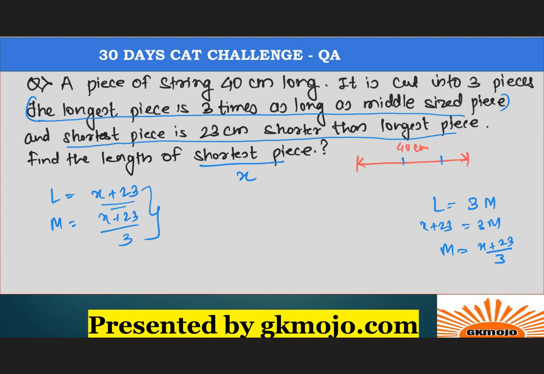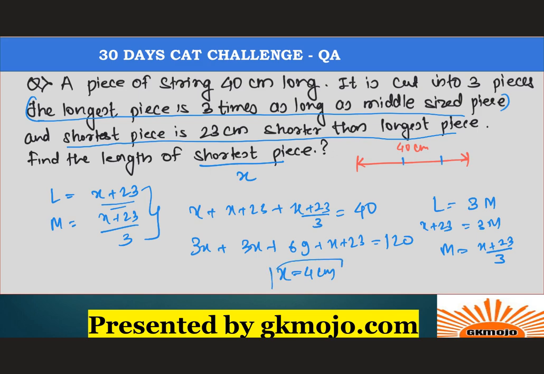Okay, now according to the equation, this x plus 23 plus (x plus 23) by 3 is equals to how much? 40, right? Now just solve it, multiply the whole equation by 3, so you will get 3x plus 69 plus x plus 23, this is 120. If you go on to solve it, what you will get? x is equals to 4 centimeter, and that is your correct answer. So the trick in this question is forming the equations. All right, reading sentence by sentence and forming equations with variables.